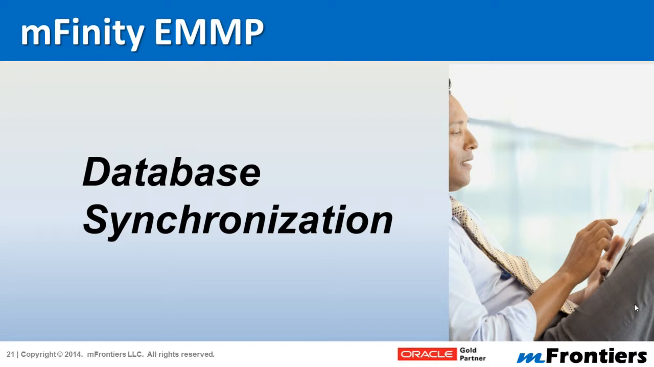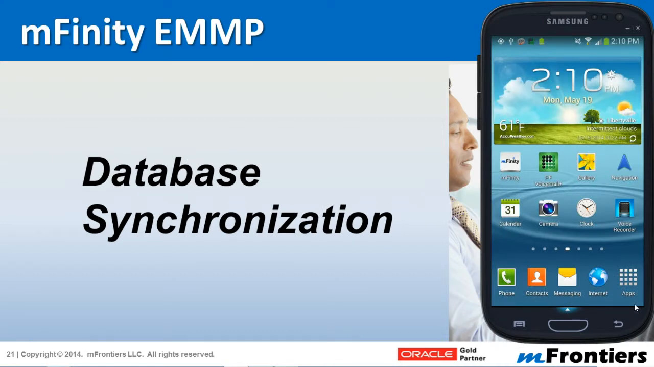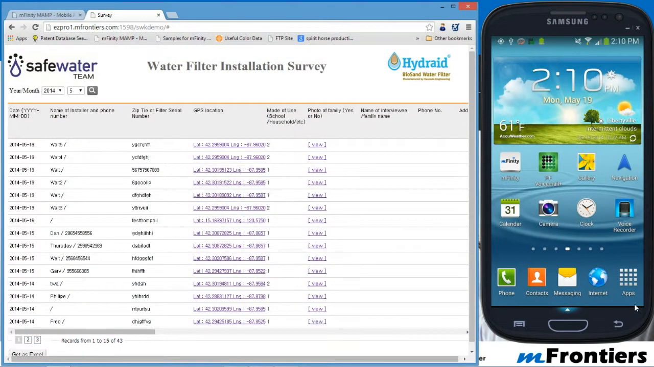With mFinity, synchronization between the host and mobile databases is performed by Oracle Database Mobile Server running on both the host and the mobile device. I'm now going to demonstrate for you offline access to mobile data with database synchronization using mFinity, and in fact a real-world example of an mFinity success story. To do so, I'm going to show you a view of my mobile device, and first, this is a view of host data.